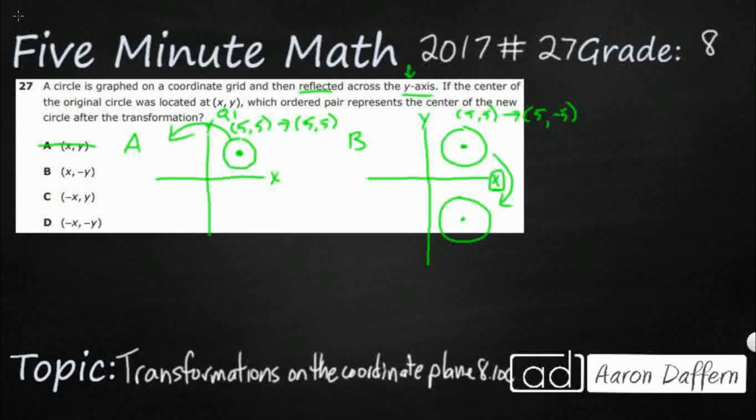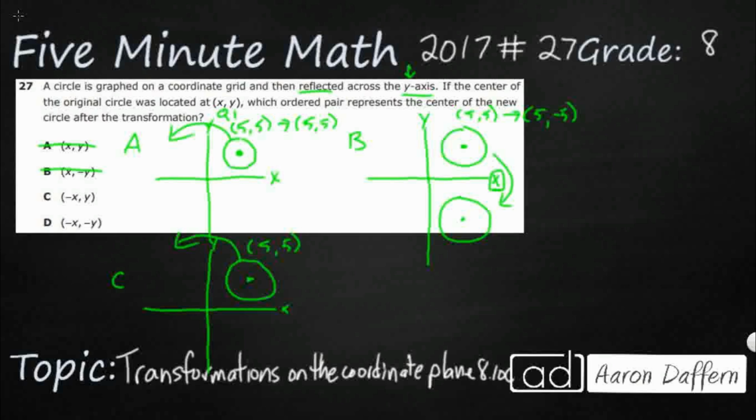Alright, so let's check C. Maybe that's going to be a little bit better for us. Alright, so there's our circle. We're going to start it in quadrant 1. The made-up coordinates of 5, 5. We want it to reflect across the y-axis, so it needs to flip over this way. Let's see what we get.